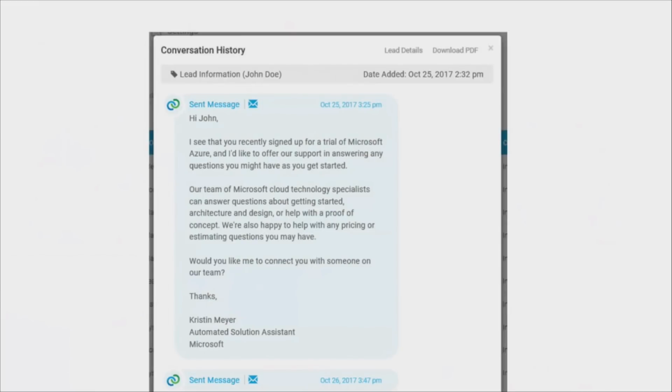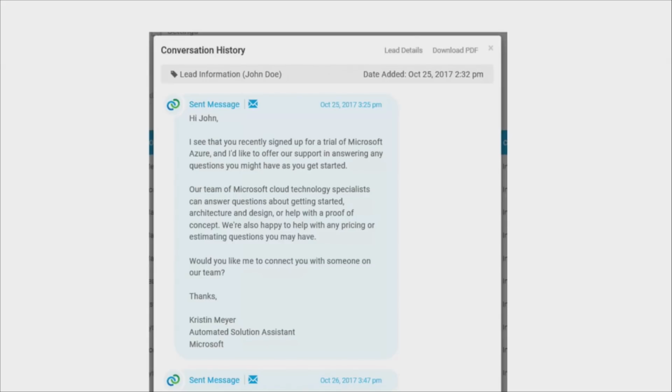So this is a screenshot of Conversica, and what one of the emails says: Hi, John, if you recently signed up for a trial of Microsoft Azure, we're here to help you if you have any questions getting started. We have technology specialists. That's a very important thing for our customers, to be able to talk to a technology specialist to answer questions about getting started. Would you like me to connect you with someone on our team?